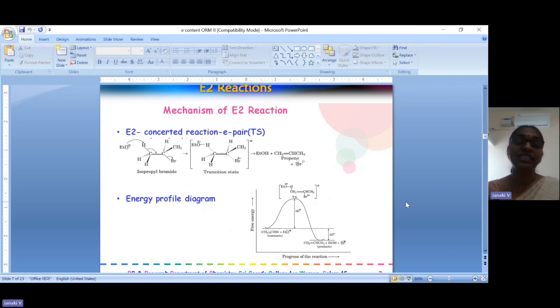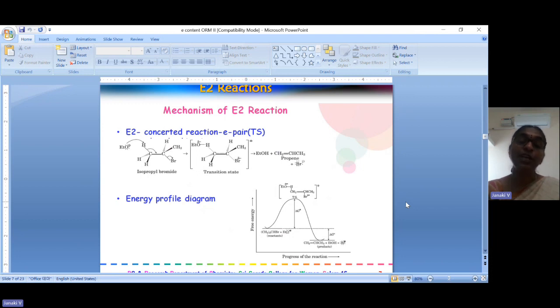Concerted elimination means that the bond breaking and the bond formation occur in a single step. In the transition state, we can easily notice a partially formed O-H bond, a partially broken C-H bond, a partially formed C=C double bond, and a partly broken C-Br bond. So we can see the energy profile diagram of the above reaction.